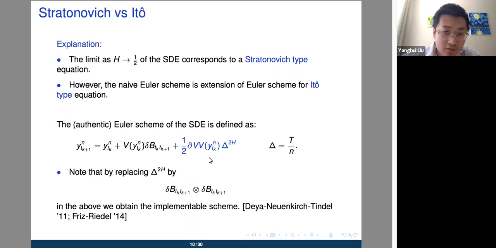Okay, so let me also mention that if we replace this delta to the 2h by the product of the increments of B, we will get the implementable scheme. The implementable scheme has been considered in these two papers by Deya, Neuenkirch, and Tindel in 2011, and Friz and Riedel in 2014.